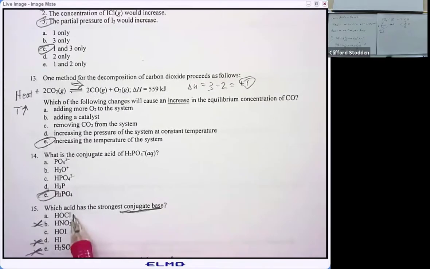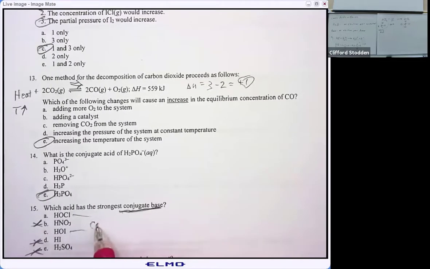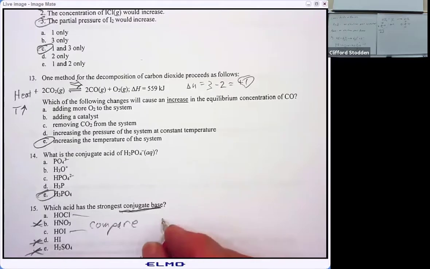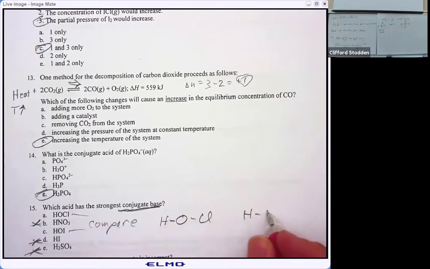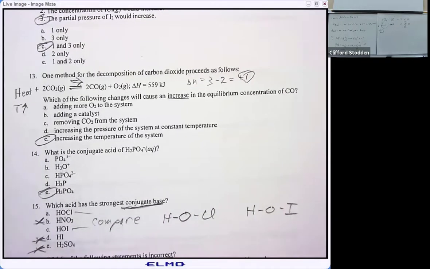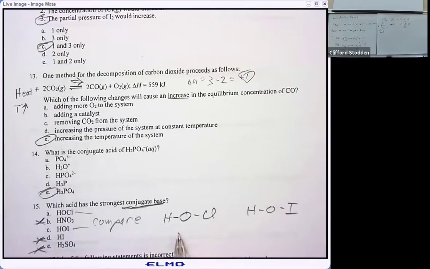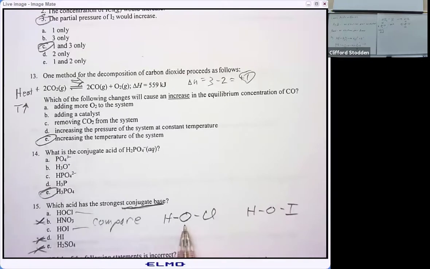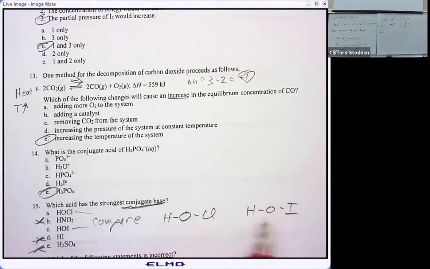So that just leaves this one and this one to compare according to their structure. And so you have HOCl, which has the structure like this, and then you also have HOI. Remember, I said that the size of the atom is important if you're comparing what's directly connected to the hydrogen. On this one, though, both of them have oxygen connected to the hydrogen, so there's no difference in the size of the atom there.